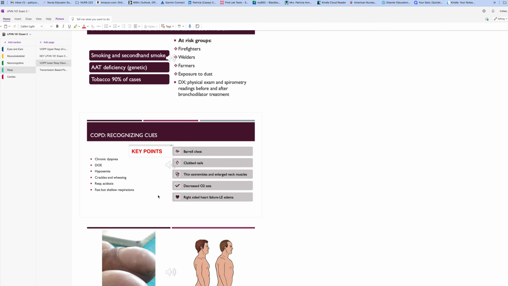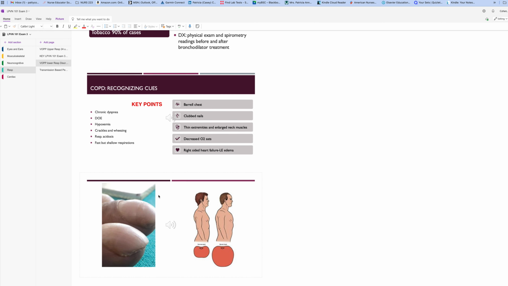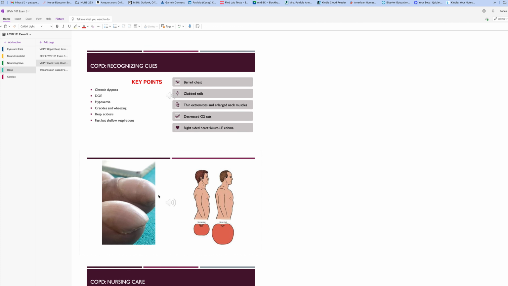The respiratory rate, they're going to have tachypnea. They breathe fast, but the respirations are shallow. That's why they have respiratory acidosis. They're going to have a barrel chest. They're going to have club fingers, thin extremities, and big neck muscles from trying to breathe because the work of breathing is increased. Decreased O2 sats and signs of right-sided heart failure, like lower leg edema.